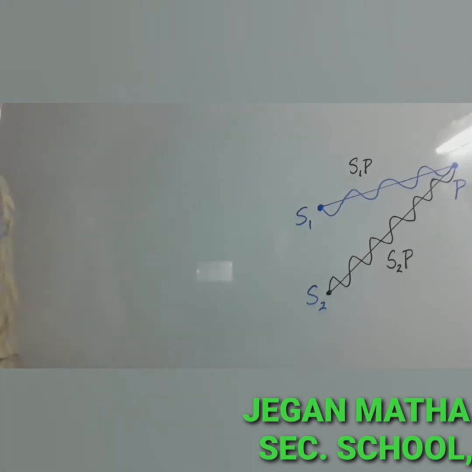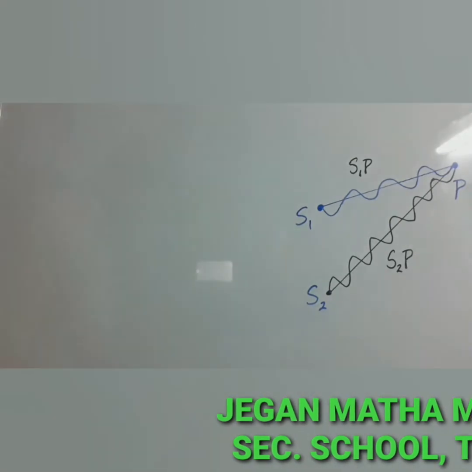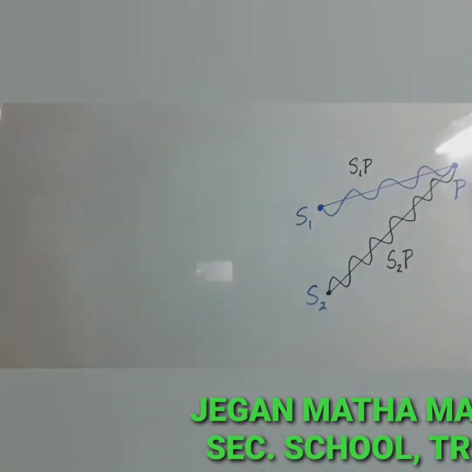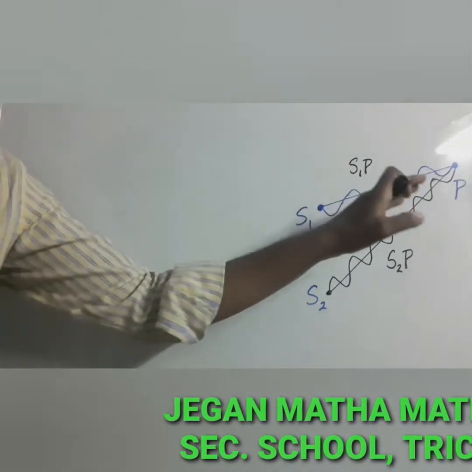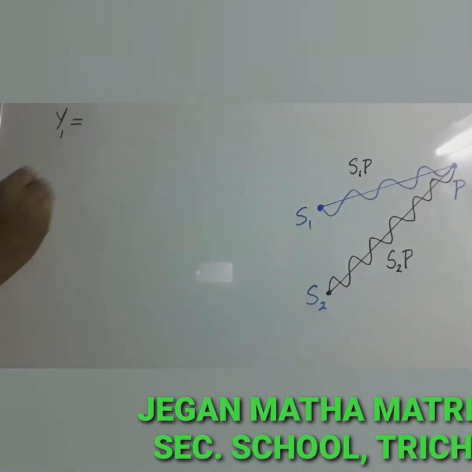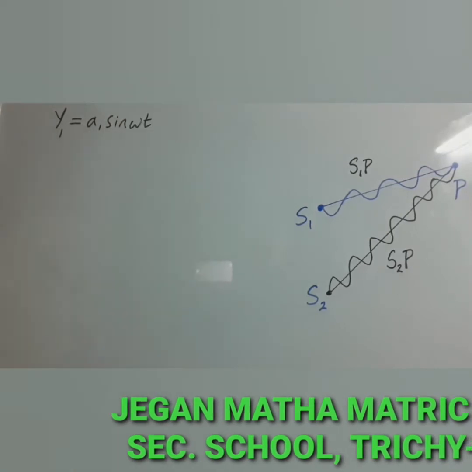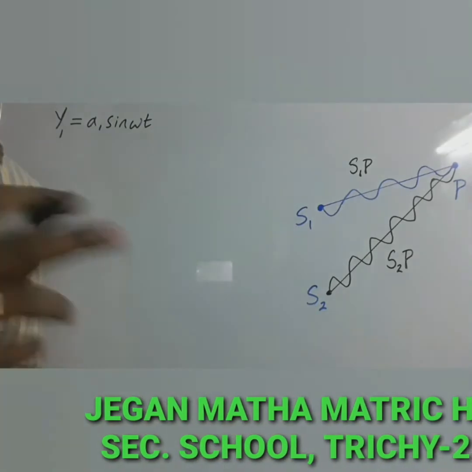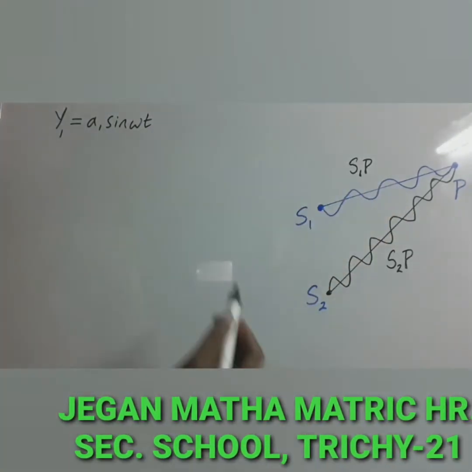Let us consider two light waves from the two sources S1 and S2 meeting at a point P as shown here. The wave from S1 at an instant t at point P is given by y1 equal to a1 sin omega t. Here a1 is the amplitude of the first wave. What do you mean by amplitude? That is the maximum displacement of the particle from the mean position.